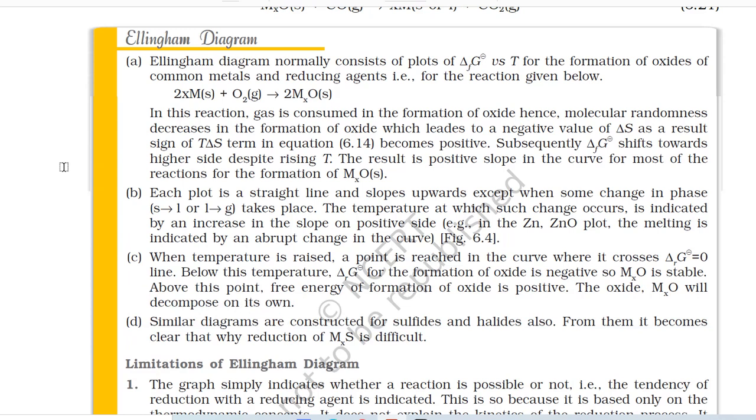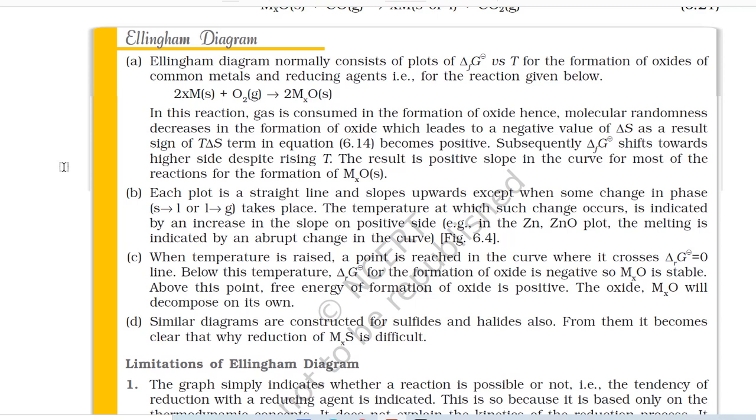Ellingham diagram. An Ellingham diagram normally consists of plots of ΔfG° versus T for the formation of oxides of common metals and reducing agents, that is, for the reaction given below. 2xM in solid phase plus O2 in gaseous phase gives 2MxO in solid phase.